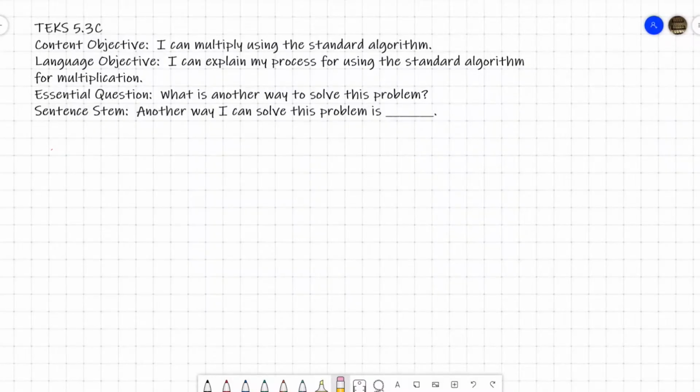In today's lesson, we're going to be looking at multiplying whole numbers. Looking at TEKS 5.3c, content objective: I can multiply using the standard algorithm. Language objective: I can explain my process for using the standard algorithm for multiplication. Essential question: what is another way to solve this problem?